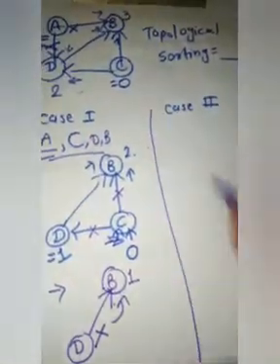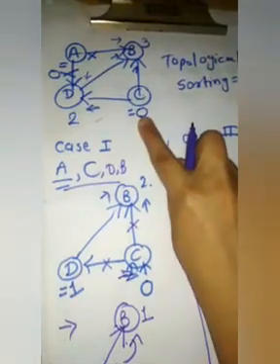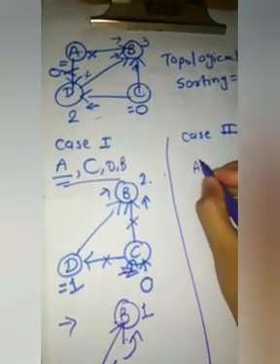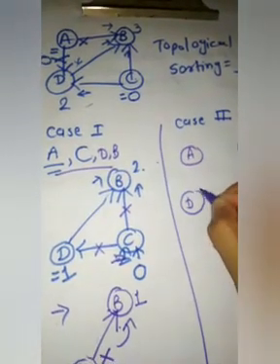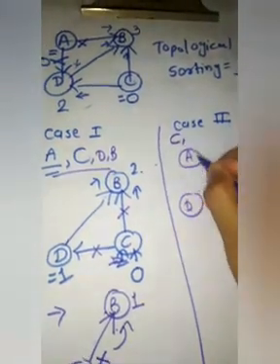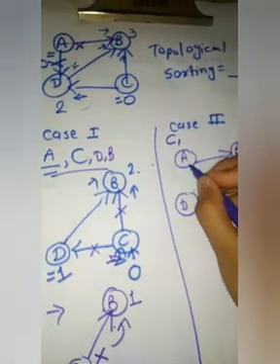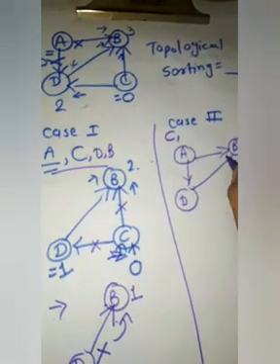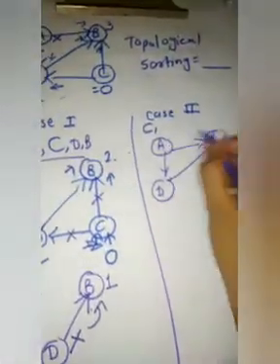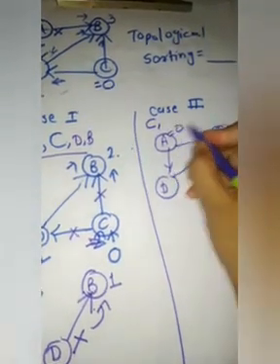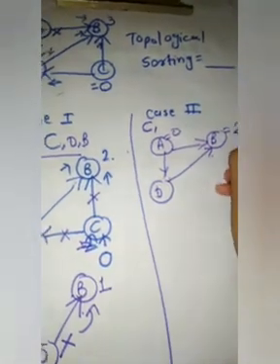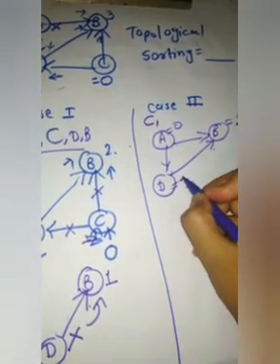For case 2, we first deleted node C. So the remaining graph is A, B, D. C is deleted. Okay, check incoming degree for all nodes. For A 0, for B 2 and for D 1.